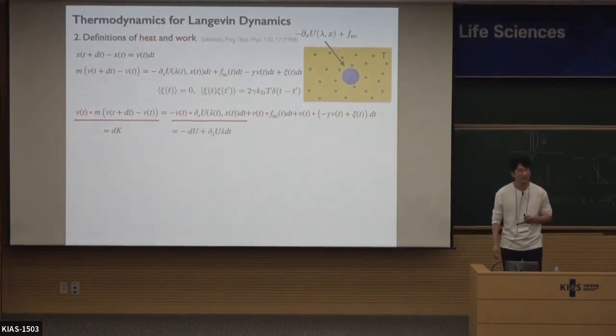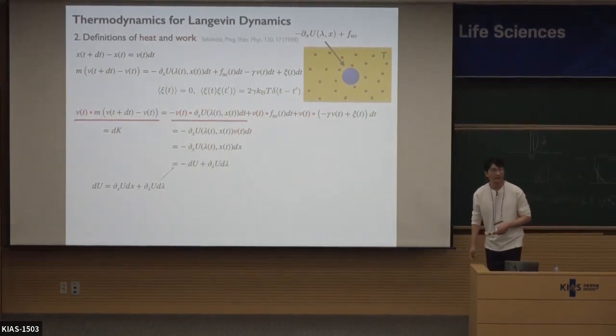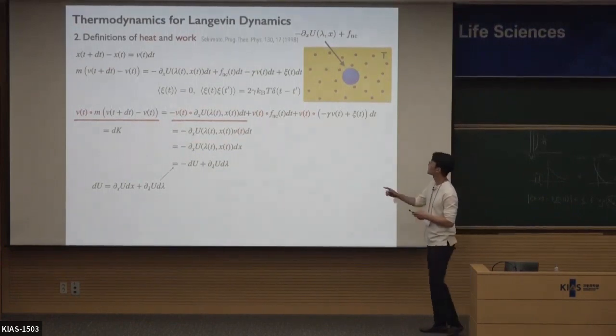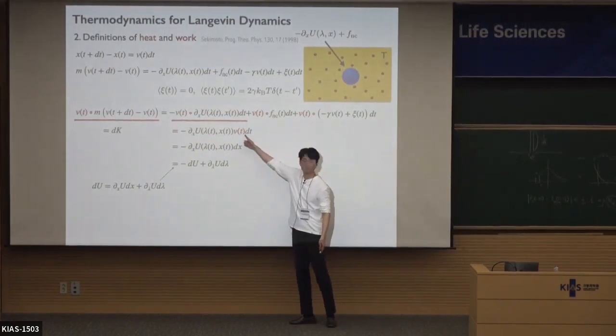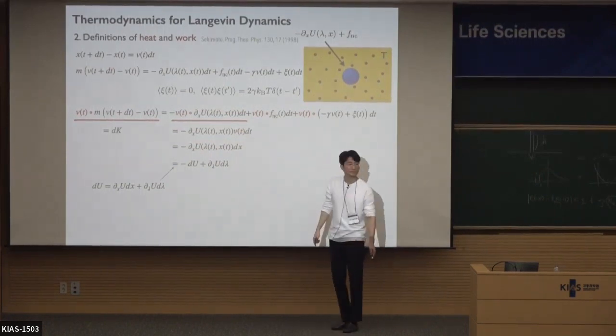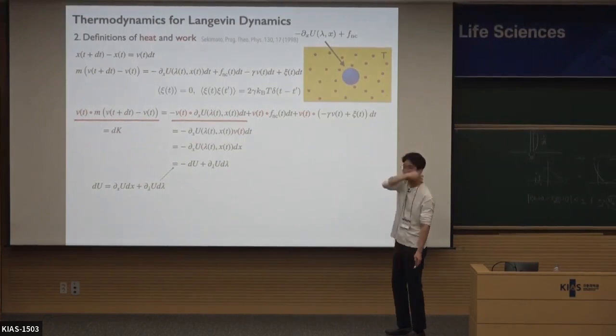I wonder, is it okay to, so here, in the second line, you integrate v using the Ito scheme? Sorry, what? So here? No, this one? From the Langevin equation here, m v(t plus dt) minus v(t) equals something is the Ito scheme. So you are using Ito calculus, right? So I don't get the point.